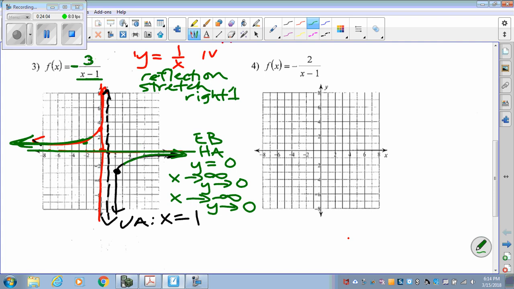And then my vertical asymptote is when I look at my excluded values. Denominator cannot equal 0. And there's no holes, again, because I don't have the same factor on top and bottom. We'll talk about a hole when we get there.